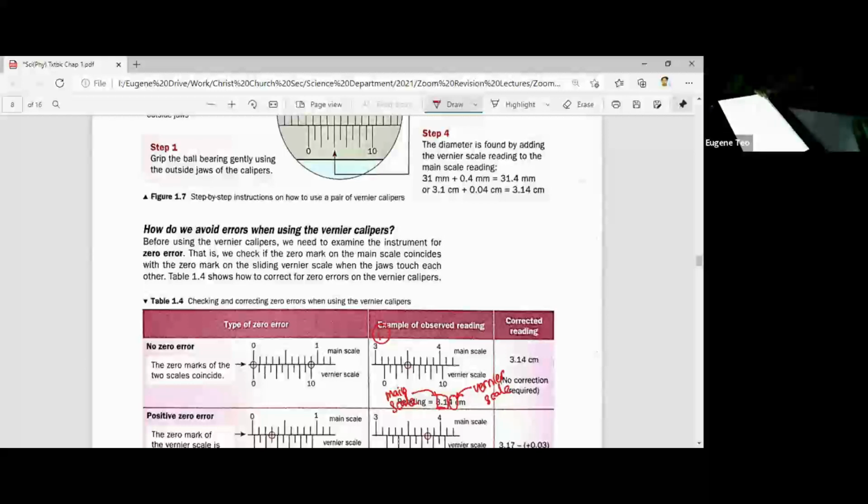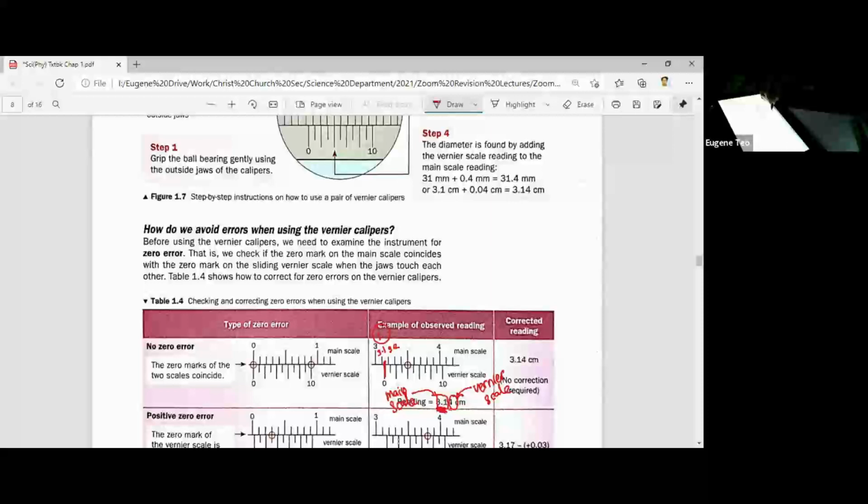Now, how to get the 3.1? What you need to do is look at the main scale. Where does the 0 of the vernier scale align? You can see it is over here. This is the 0 of the vernier scale. You can see that it has crossed 3.1, but it has not crossed 3.2 yet. So we know that the main scale reading is 3.1 something. That's why we got 3.1 over here.